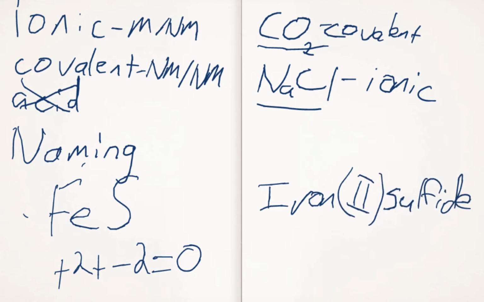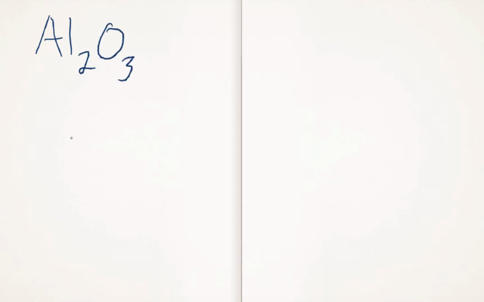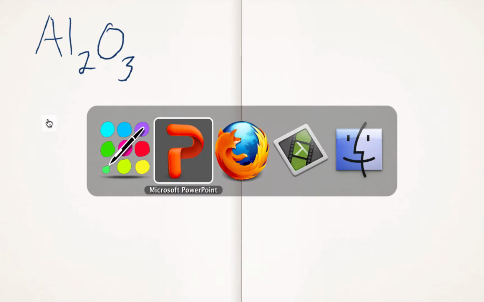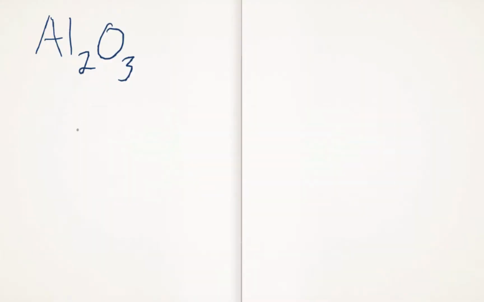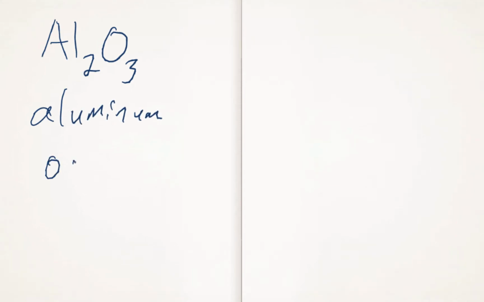So let me give you another one. Al2O3. Let's say I gave you that formula and I asked you to name it. Well, go back to your steps. What does it say? Write the names of the individual ions. Use Roman numerals if you have to. Well, what's Al? Aluminum. What about O? That would be oxide.